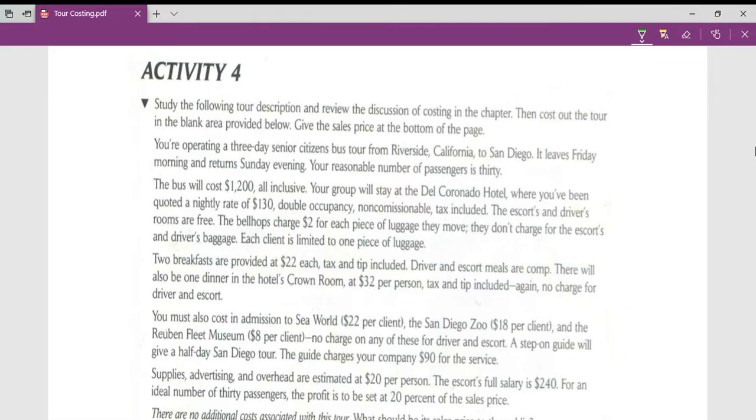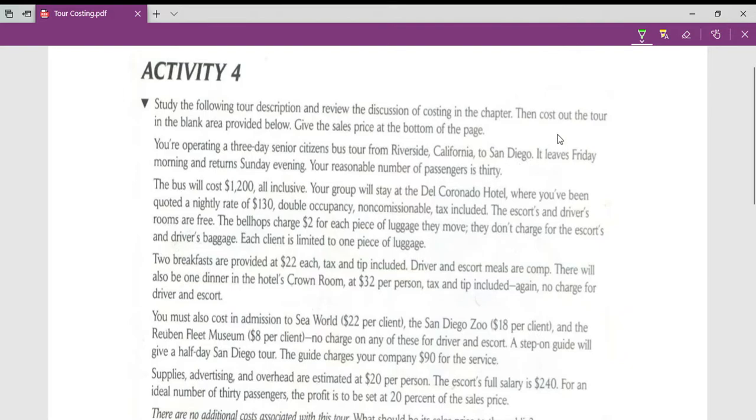The two main things here are that you have to determine the operating cost as well as your selling price. Now, there are things that will always be provided to you, such as your reasonable number, your profit margin, as well as the cost and so forth. You just have to work them out. And the other thing that will always be given is the number of days, or rather nights, spent at the accommodation. It's not specifically given, you have to calculate this yourself. Now, let's quickly have a look at what this activity says.